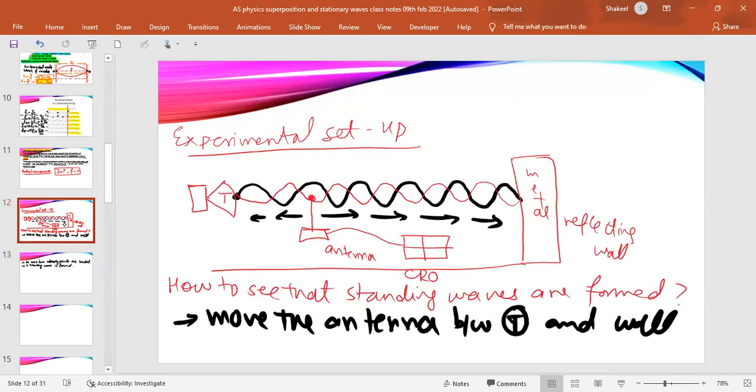Okay, why is it like that? Because at the moment where the antenna is, if an antinode is there, then on the CRO screen the intensity will be maximum. When you move it and reach the next node, the intensity gets zero. When you move further to the next antinode, the intensity will be maximum again. When you move to the next node, the intensity will be zero. You move to the next antinode, the intensity will be maximum. You move to the next node, the intensity will be zero.